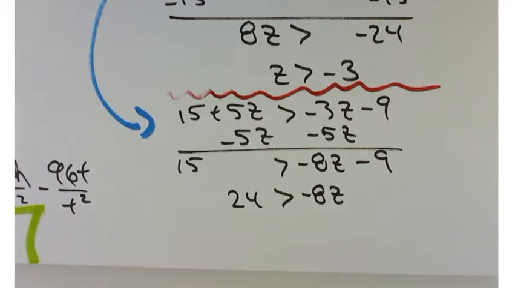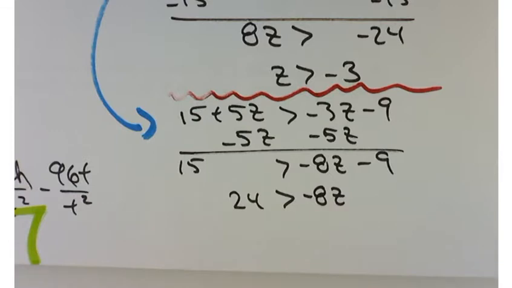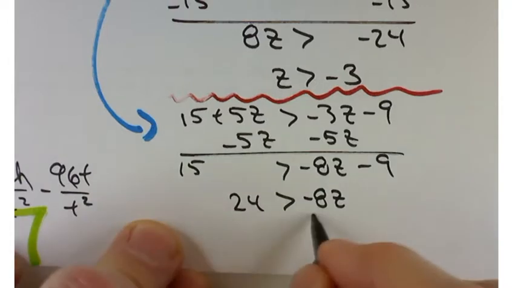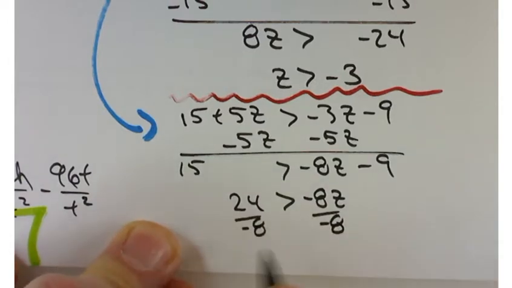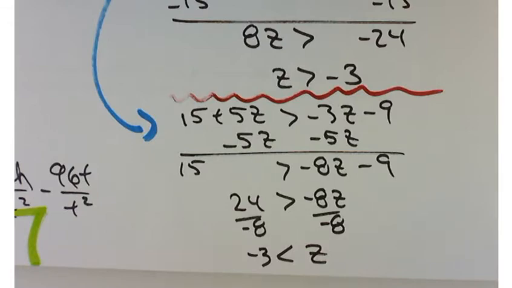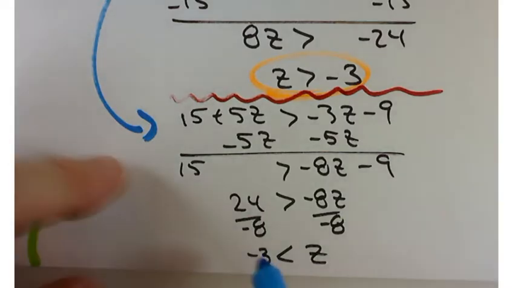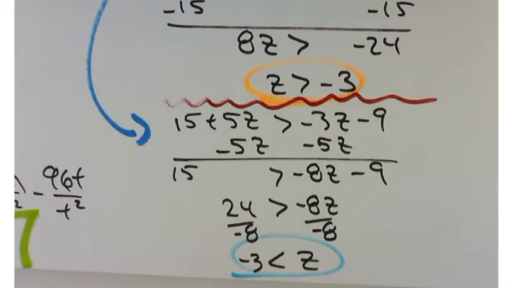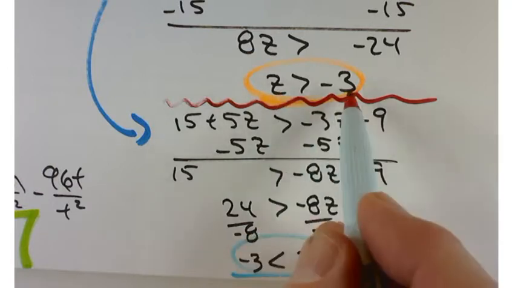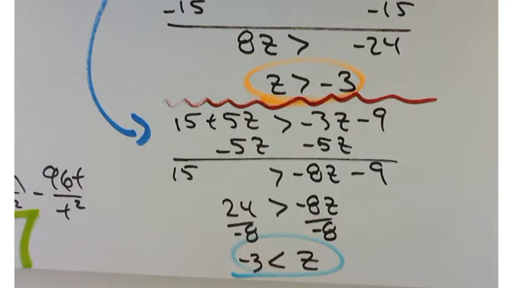Exactly. When you divide or multiply both sides of an inequality by a negative number, you have to flip the direction of the inequality. So right here, I had to divide both sides by negative 8. That means I need to flip the direction of the inequality. And now that I do that, these two answers, the one in orange and the one in blue, are the same. You've got negative 3 is smaller than z, or z is bigger than negative 3. So they're saying the same thing. But the moral of the story here is that you've got to remember to flip the direction of the inequality.